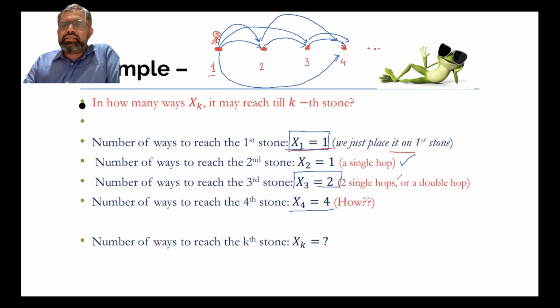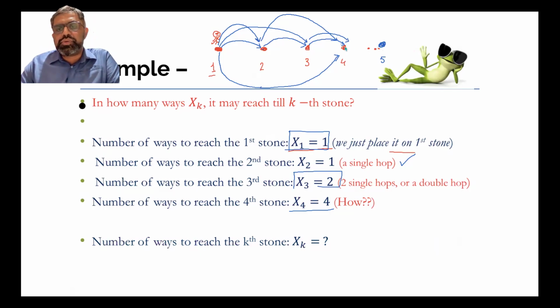And in how many ways can it reach stone number 5? So let me put another stone here, stone number 5. Now it cannot jump directly from stone number 1 to stone number 5. It has to extend wherever it was before to stone number 5.